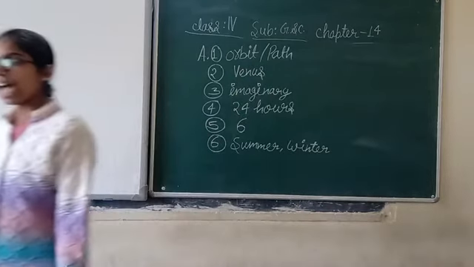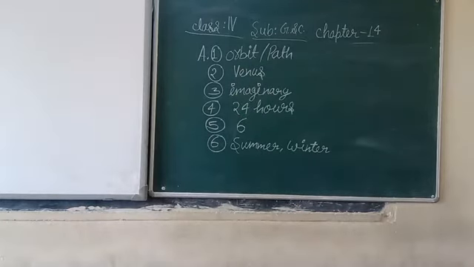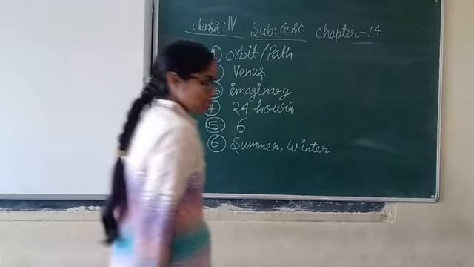I will read the answers one more time, and you have to match them. First answer is orbit or path. Second answer is Venus. Third answer is imaginary. Fourth answer is 24 hours. Fifth answer is 6. And the sixth answer is summer and winter. We have 2 blanks in this question.